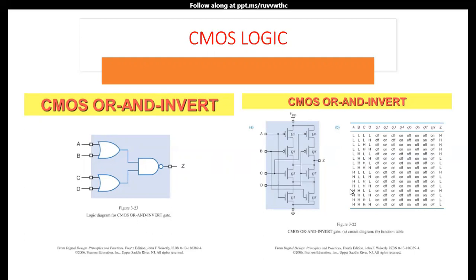Similarly, if you apply a low input, Q1 on, Q2 off, Q3 on, Q4 off, Q5 off, Q6 on, Q7 off, Q8 on, which results in high output. If you apply all the inputs high, then Q1 on, Q2 off, Q3 on, Q4 off, Q5 on, Q6 off, Q7 on, Q8 off, which results in low output. Like this, we can explain the total circuit of OAI by using a truth table.